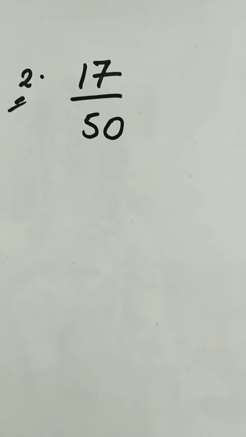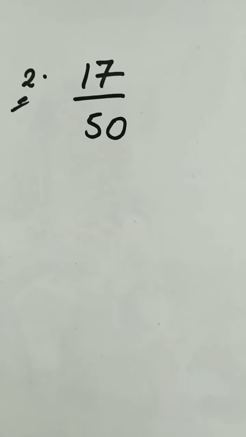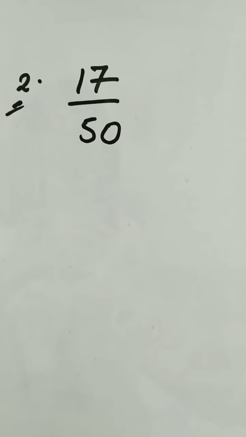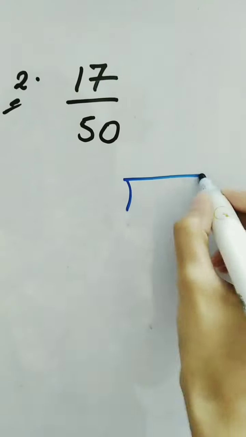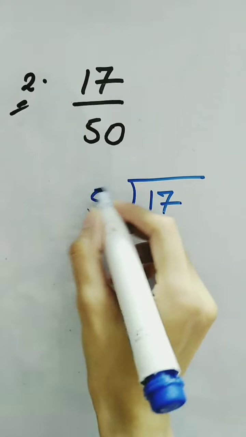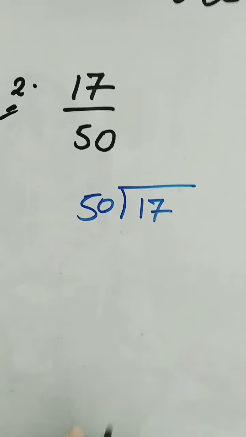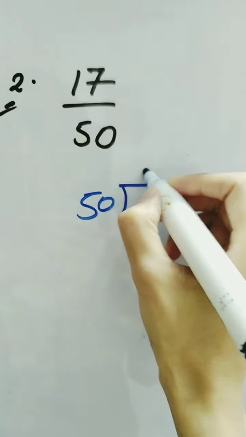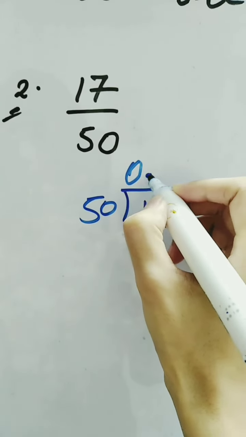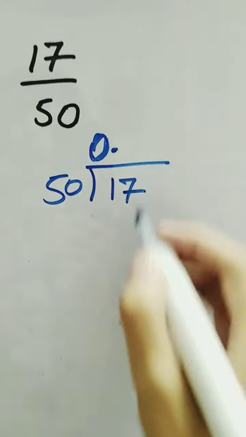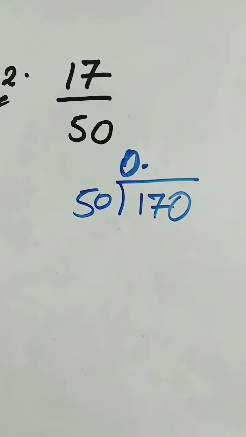Now look at another question here, which is 17/50. Here the denominator is greater than the numerator and we have to divide 17 by 50. As we know that 17 is less than 50, so in order to make it greater, we place a point here, and in order to highlight that point, we are placing 0 in front of it, so it becomes 170.